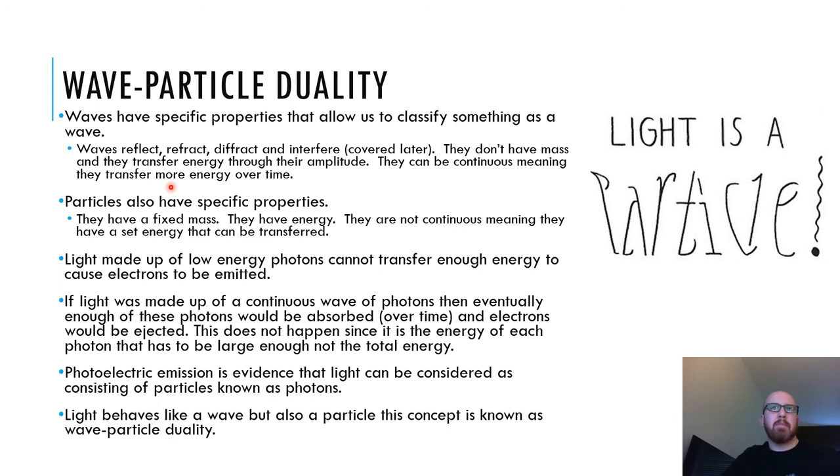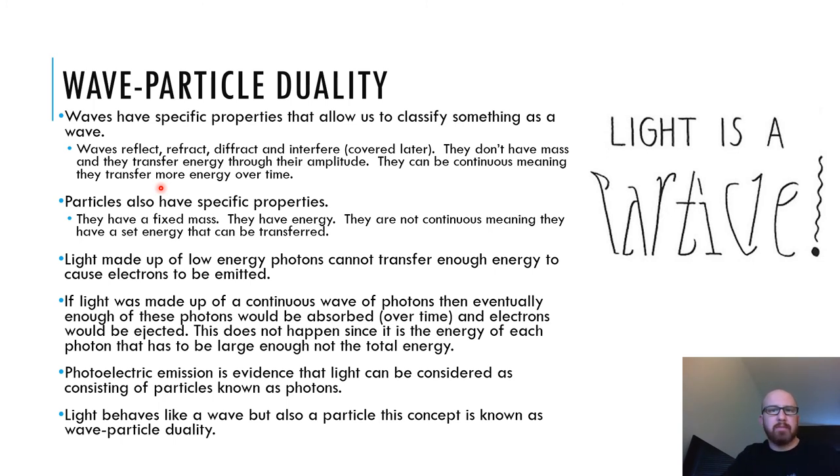But light is made up of low energy photons, which cannot transfer enough energy to cause electrons to be emitted. So going back to photoelectric emission, photons of light, low energy photons, cannot cause electrons to be emitted. They don't get absorbed over time. Now that goes against this wave definition. If light was just a wave, then over time, its low energy would be absorbed by the electron, and then it would eventually build up enough energy in the electron, and it would be emitted. That doesn't happen. One photon is absorbed by one electron, causing emission.